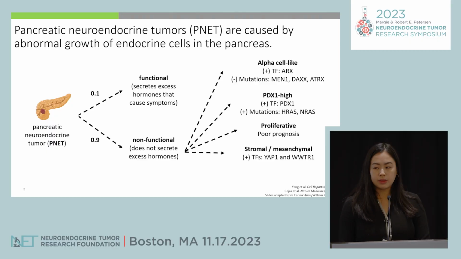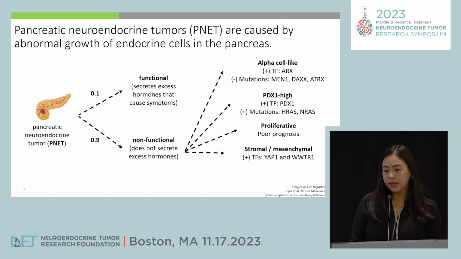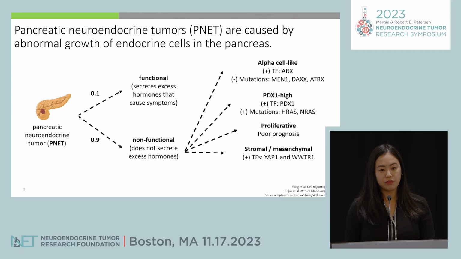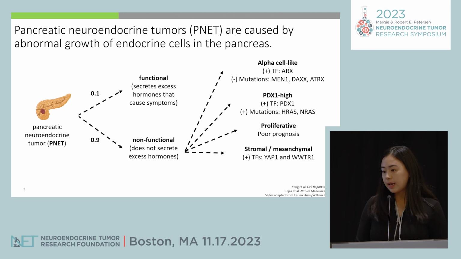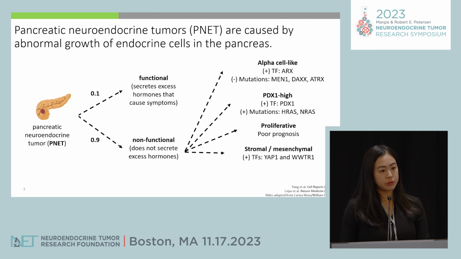So previous groups have tried to characterize different subtypes of PNETs. There is the alpha cell-like subtype driven by the transcription factor ARX and associated with mutations in MEN1, DAXX, and ATRX. They've also identified a PDX1 high subtype driven by the transcription factor PDX1 and resembling more beta cells, as well as a proliferative subtype associated with poor prognosis and a stromal and mesenchymal cell type.